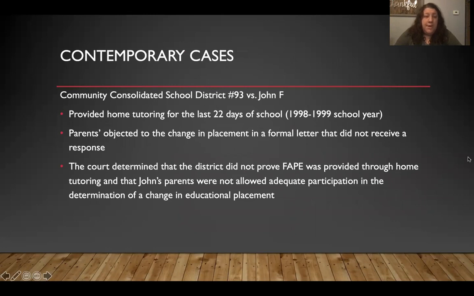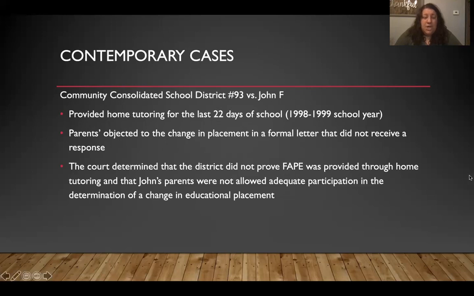Looking at some contemporary cases, we found the Community Consolidated School District number 93 versus John F. This was where the community school had offered home tutoring for John for 22 days of the school year at the end of the school year. His parents had objected to the change in placement in a formal letter and did not receive a response. The court from this case determined that the district did not prove FAPE was provided through home tutoring and that John's parents were not allowed adequate participation in the determination of a change in educational placement.